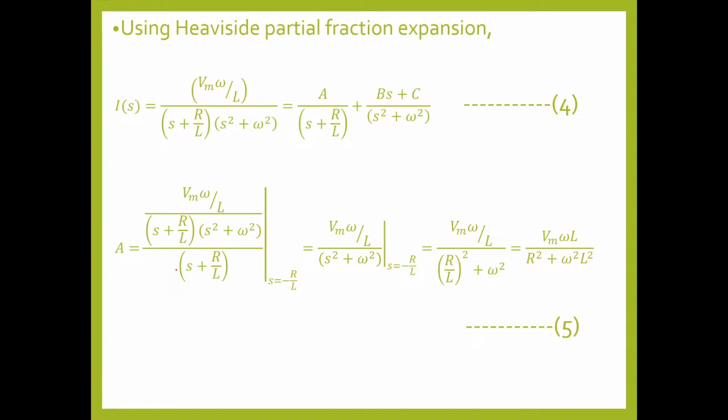Okay, so now if any term is cancelling, we can cancel it. I think I can cancel these two terms. So what is left over? Vm omega by L by s square plus omega square. Now substitute the s value, that is equal to minus R by L, in this expression. If you substitute and simplify, you will get Vm omega L by R square plus omega square L square. That's what you will get.